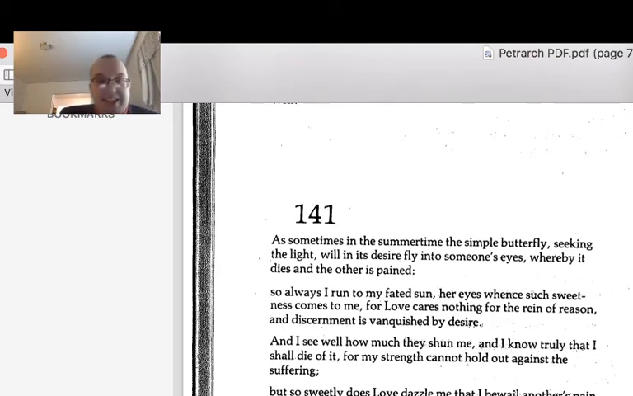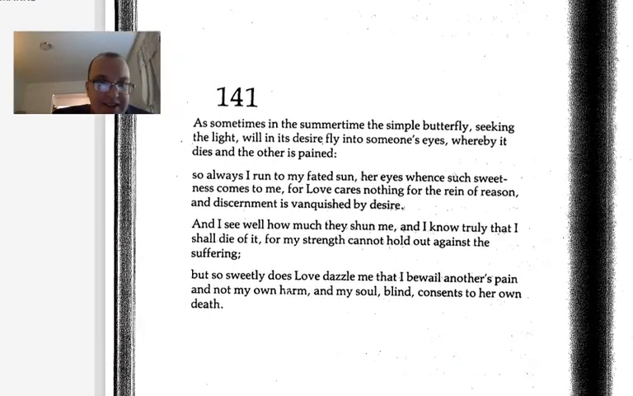So basically, what this poem is doing then is the metaphor that's set up: Sir Petrarch's love for Laura. He has a desire for Laura, right? The desire in this case is compared to the butterfly. The butterfly can't help it, right?